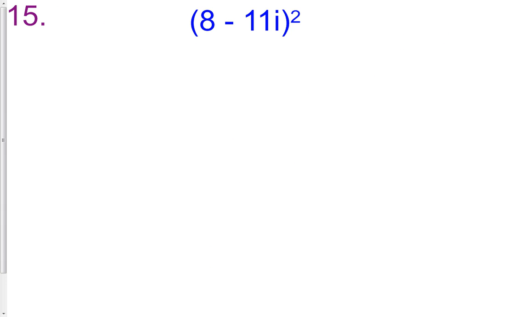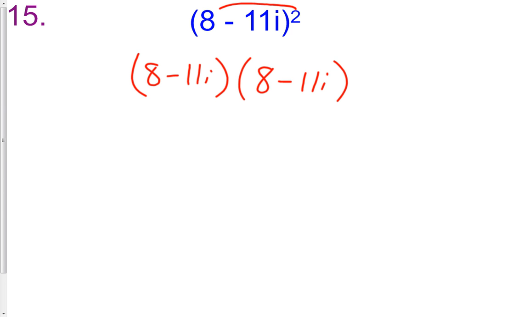Problem number 15. We got to be very careful, class. Some people just go like this. They say 8 squared is 64, and a negative 11i times negative 11i is a positive 121i squared. This is not correct. When we have a binomial and we square it, we got to remember to FOIL. So it's going to be 8 minus 11i times 8 minus 11i. Make sure you remember that.